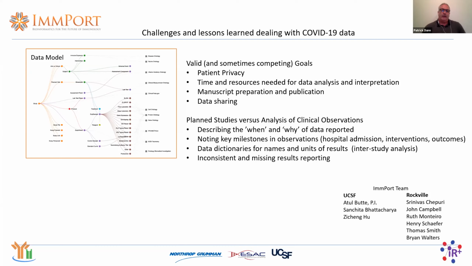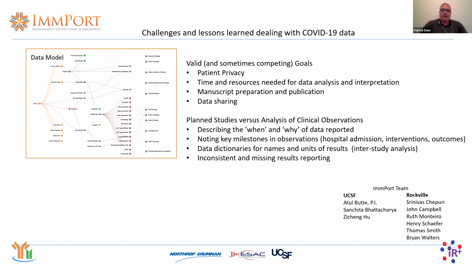We need to have good data dictionaries to describe the names and the units for the results within studies, but also especially across studies, because if the units are not the same, you could be talking about an order or 3 orders of magnitude difference. And of course, there is always the issue of inconsistent and missing results being reported for a data set. Especially true when people are trying fast and furiously to get the data shared. There will be gaps.